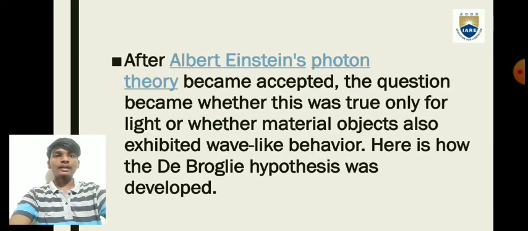After Albert Einstein's photon theory became accepted, the question became whether this was true only for light or whether material objects also exhibit wave-like behavior. Here is how the de Broglie hypothesis was developed.